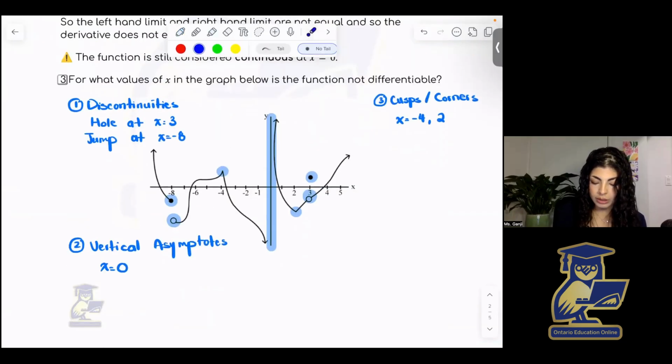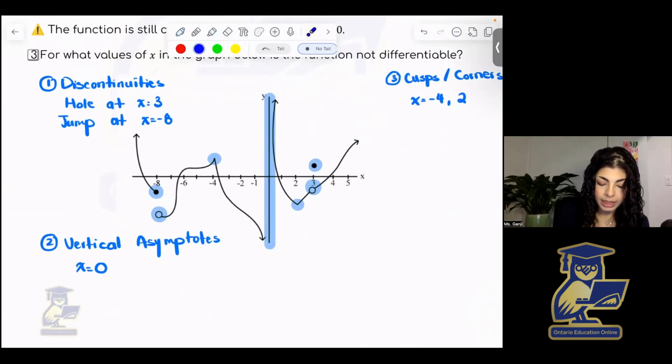Oh, and one thing to point out as well, we can see that at the cusp and over here as well, we do have continuity, but again, we wouldn't say it's differentiable simply because of the behavior of the tangent, or the instantaneous rate of change wouldn't exist here.